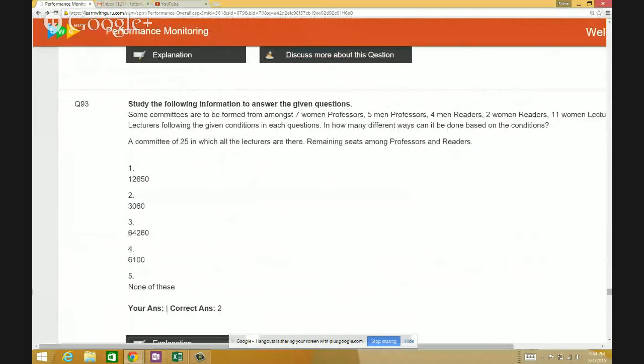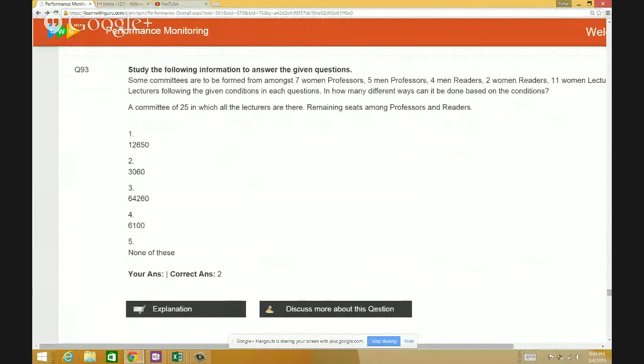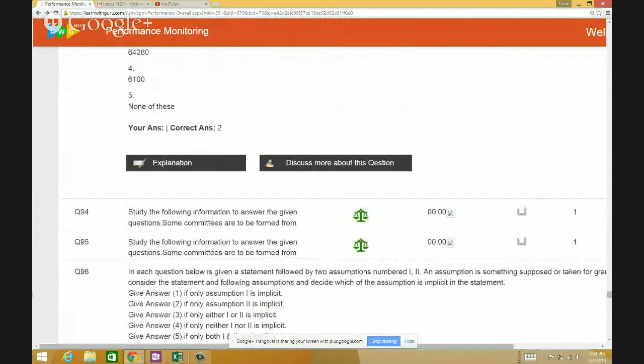A committee of 25, in all lecturers, the remaining seats are professors and readers. Same thing. This is just a combination question again and again.